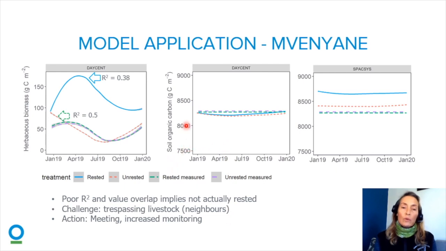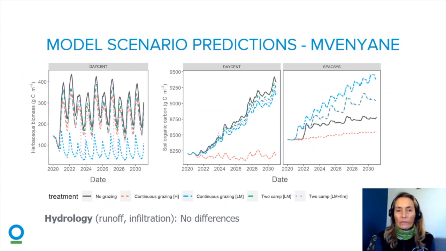Okay, if we come to soil organic carbon, there was a good overlap between the measured and the modeled soil organic carbon, especially in the DayCent, but both models perform pretty well. So now we can go on to look at the model predictions and different scenarios. There are many different scenarios we can have, but we had a look at what happens if you have no grazing, continuous grazing at high pressure, or continuous grazing at low to moderate pressure, compared to a two-camp system, low moderate grazing with or without fire.